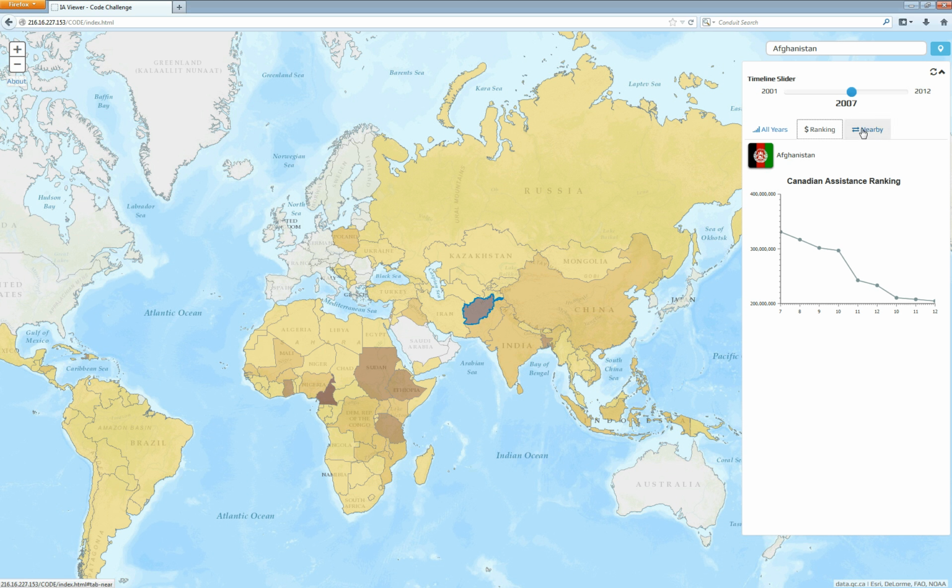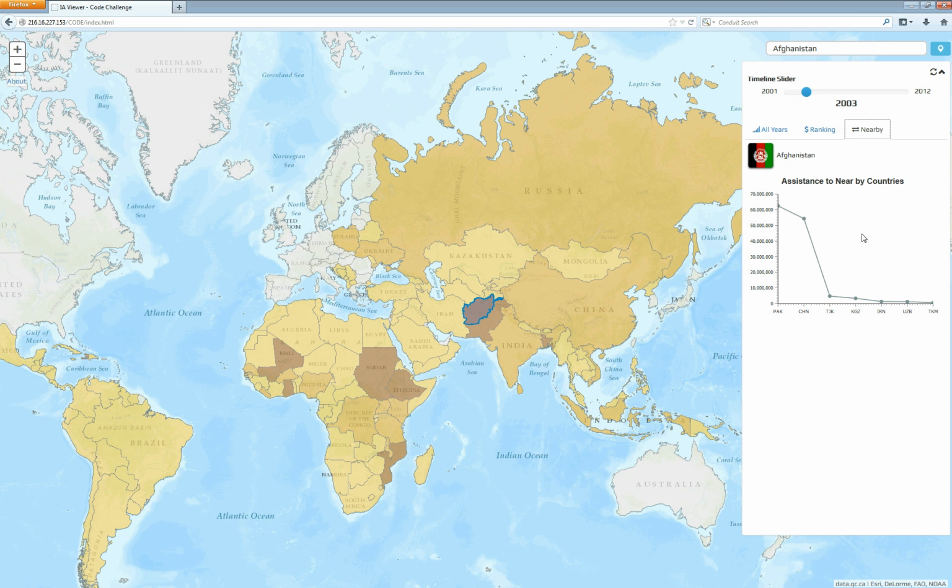We can also look at nearby countries and see in particular years how spending to those different countries, how the patterns have changed over time, and see what happened in those nearby countries. You can see the dollar amounts are actually quite a bit lower than the dollars that were going to Afghanistan.